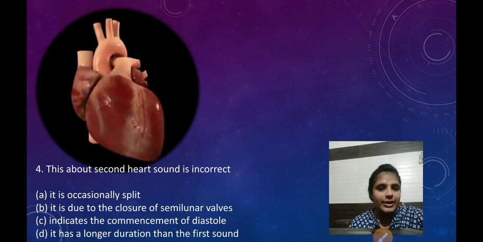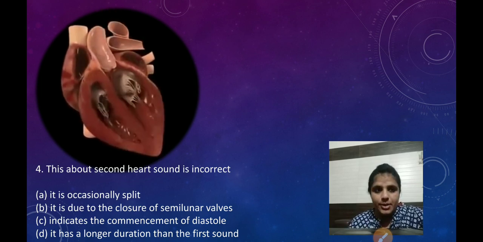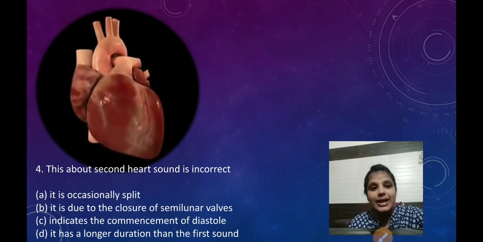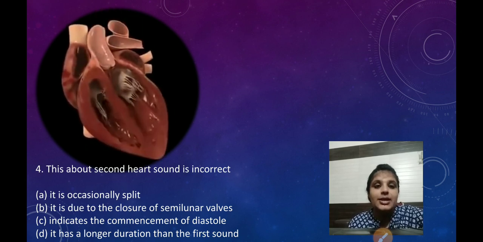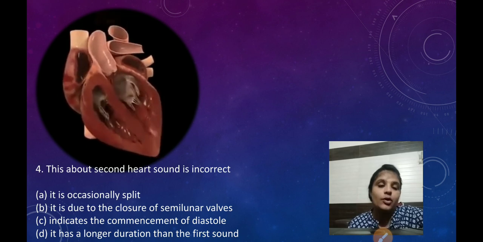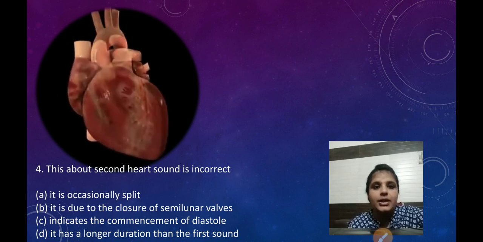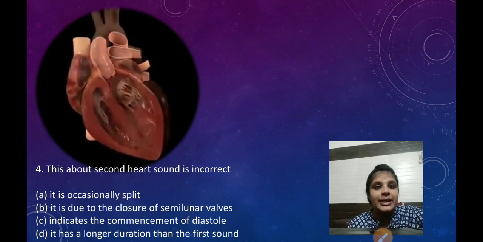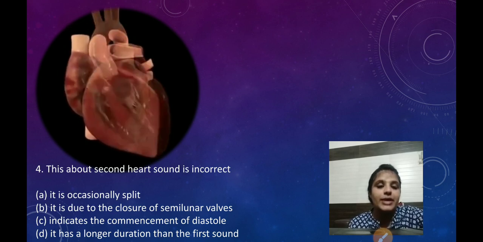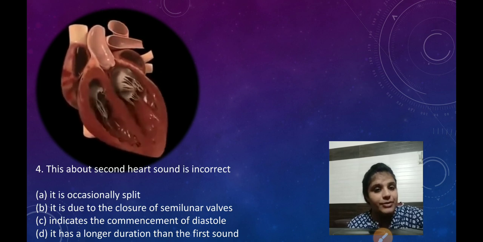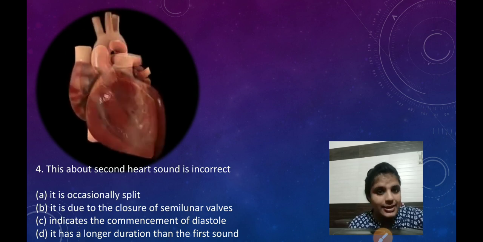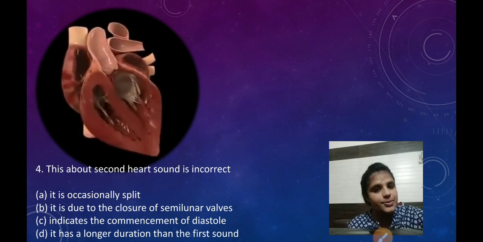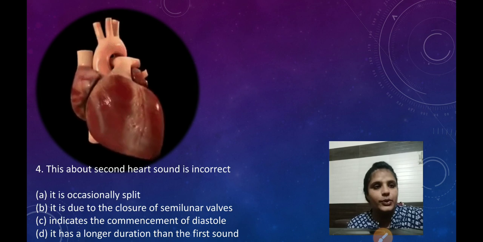Now concentrate on it. Second heart sound is the dub sound. Dub sound occurs at the time of diastolic condition. At the time of diastolic condition, semilunar valves are closed and atrioventricular valves are open. So the second point, it is due to the closure of semilunar valve, is right. It indicates the commencement of diastole. Yes, it occurs at the time of diastole. So point C is also correct. It has a longer duration than the first sound? No. The first sound, that is the lub sound, is of longer duration.